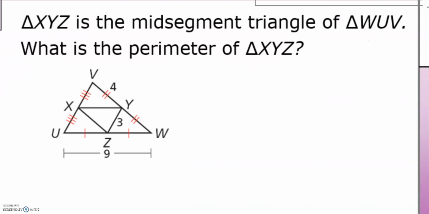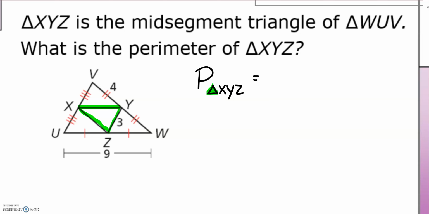Okay, triangle XYZ is the midsegment triangle. That's because XY is a midsegment, YZ is a midsegment, and XZ is a midsegment. So I have the midsegment triangle. What is the perimeter of triangle XYZ? Well, to find the perimeter of a triangle, it means I'm going to add up all the sides of the triangle. Right now, I know one side of that triangle. I know YZ is 3, so I need to identify the measure of the other two sides.